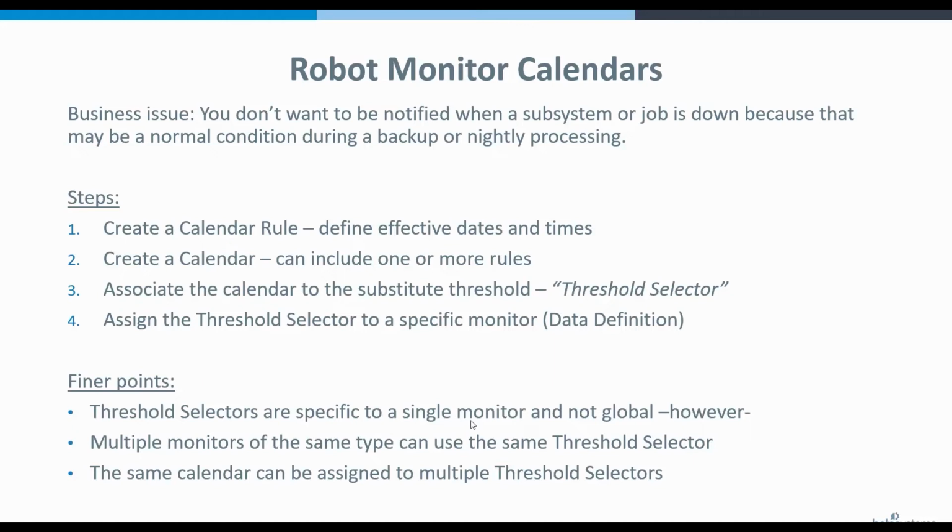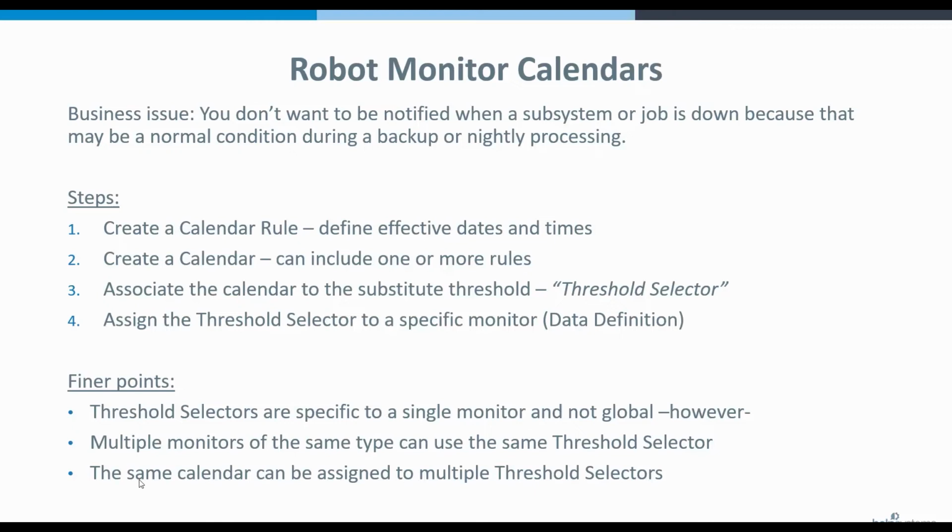It's not global. For instance, if you assign it to a particular subsystem, it doesn't apply to all your subsystem monitors. However, multiple monitors of the same type, for instance, all your job monitors or subsystem monitors or CPU monitors, can use that same threshold selector. So the threshold selector is specific to the monitor type.